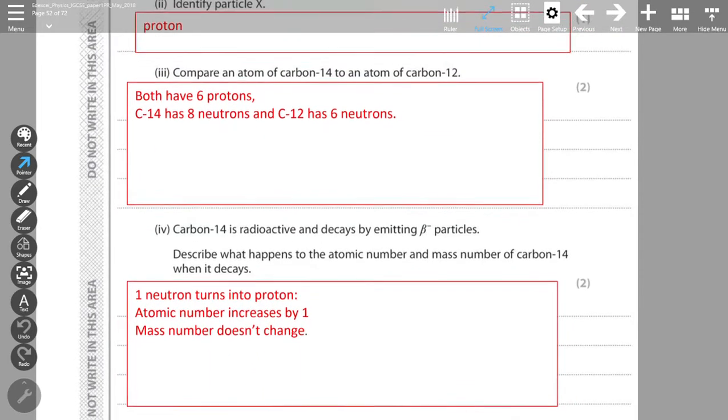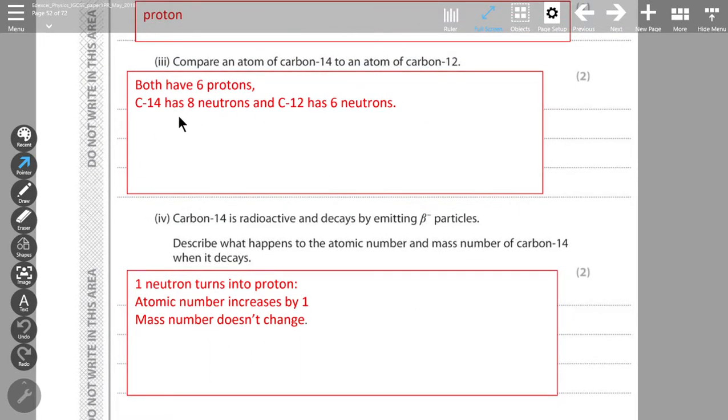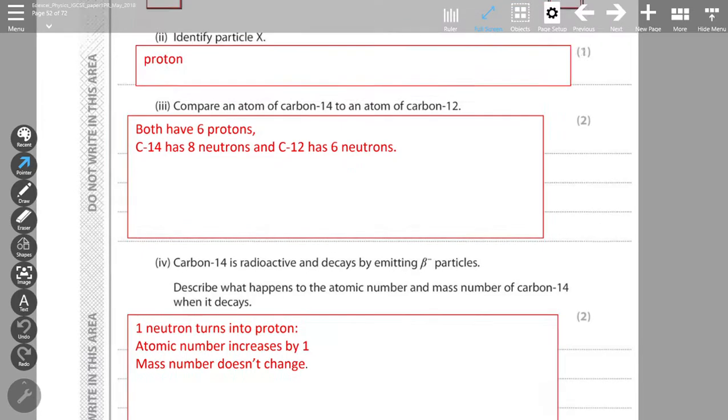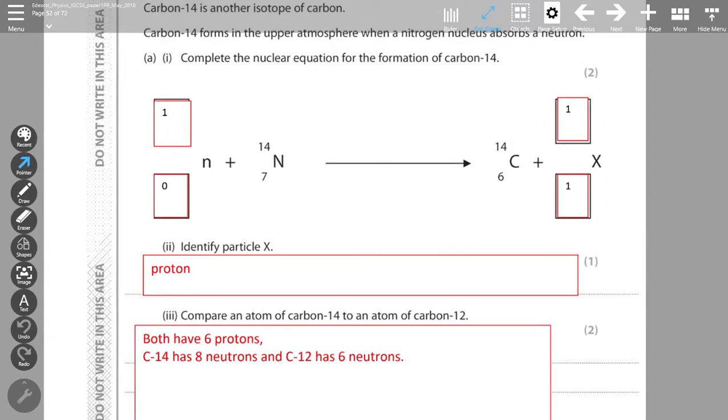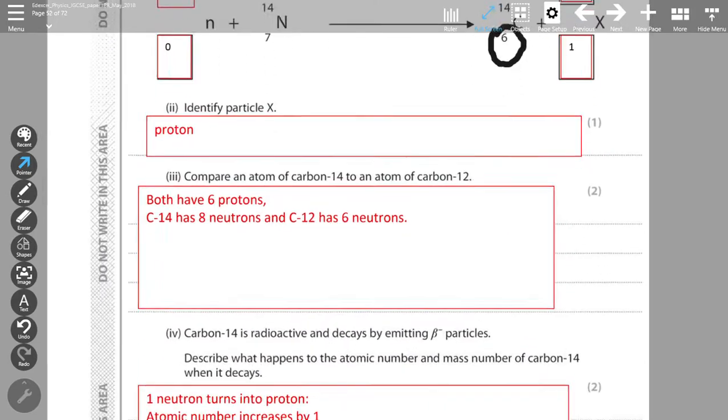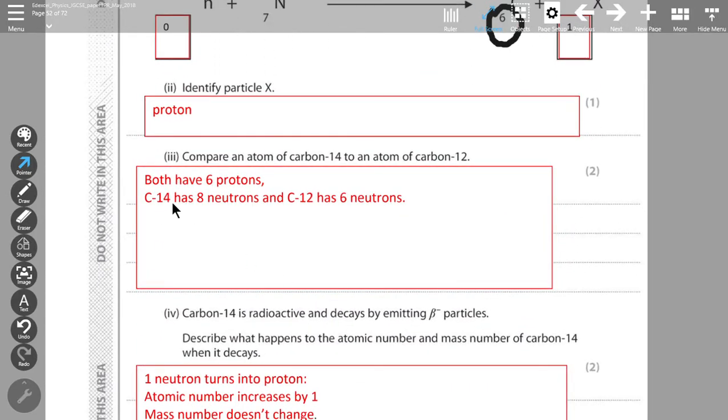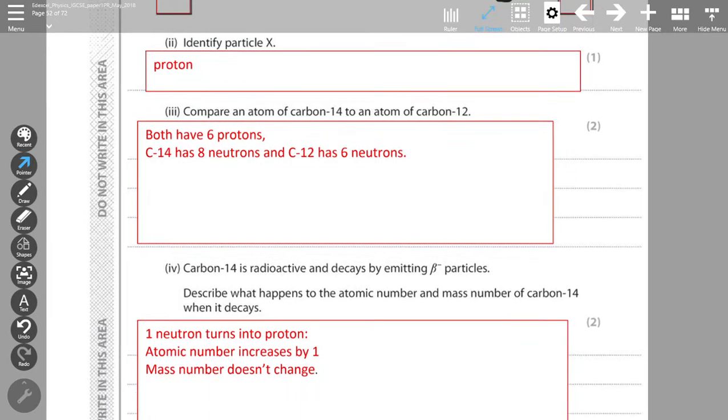Compare an atom of carbon-14 and an atom of carbon-12. Both have 6 protons according to this information. The rest are neutrons. So 14 means mass number, or nucleon number, 14 nucleons. So the rest are neutrons. So 8 neutrons and 6 neutrons.